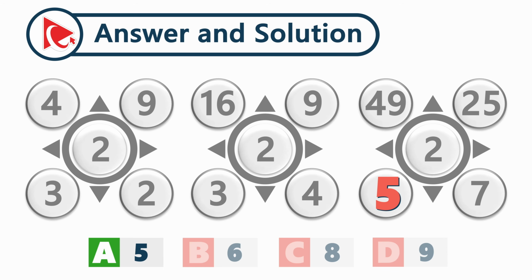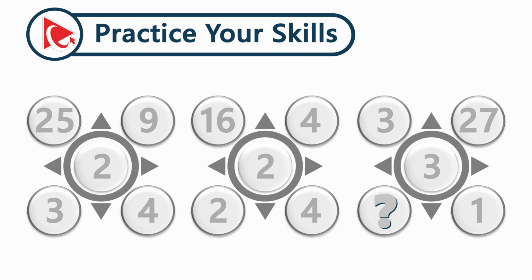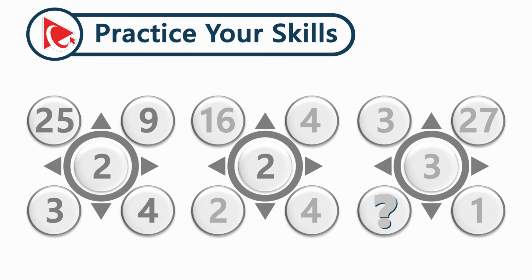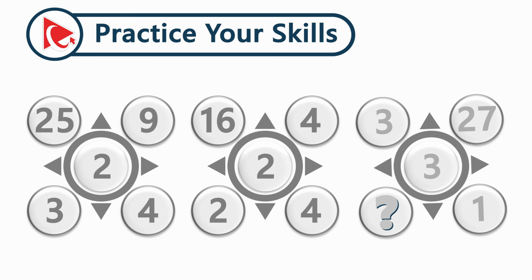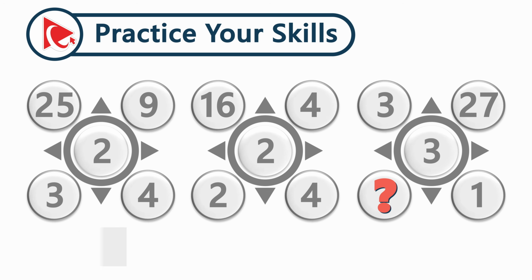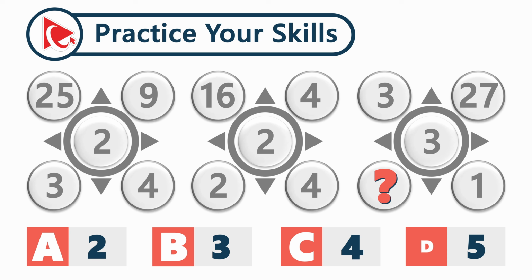If you think you're done here, you're mistaken. There is more. Here's the question for you to answer. You're presented with 3 shapes. First shape has number 2 on the inside, and then numbers 25, 9, 4, and 3 on the outside. Second shape has number 2 on the inside, and then numbers 16, 4, 4 again, and 2 on the outside. And then the third shape has number 3 in the middle, and then numbers 3, 27, 1, and then comes the missing number, which you need to calculate and select out of 4 possible choices. Choice A, 2, choice B, 3, choice C, 4, and choice D, 5.